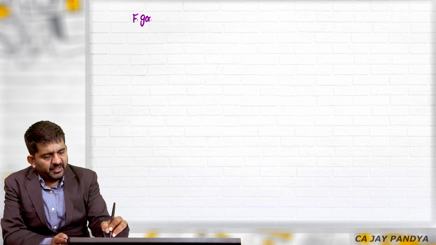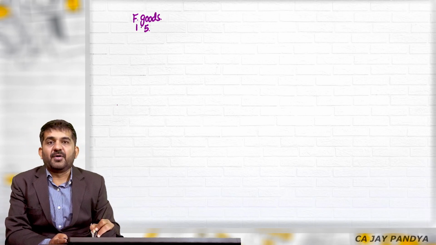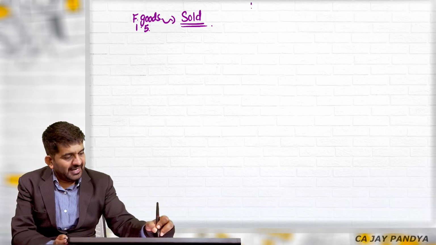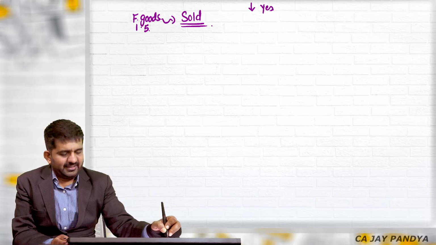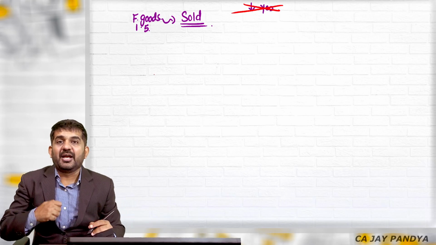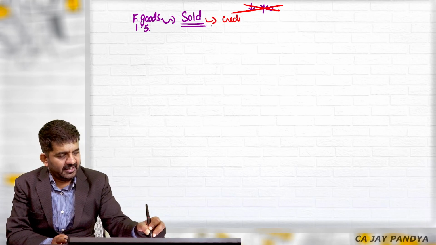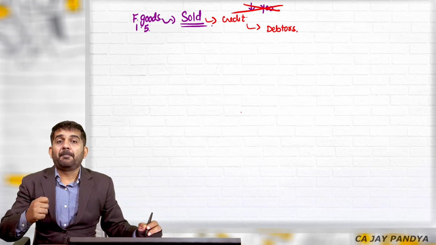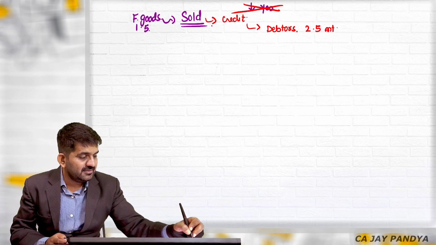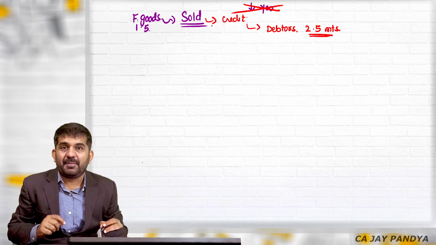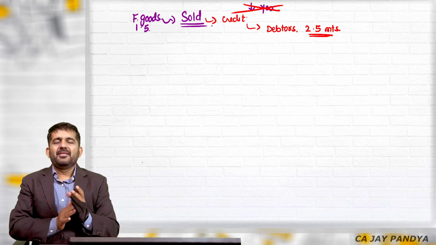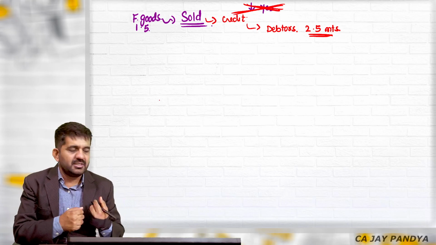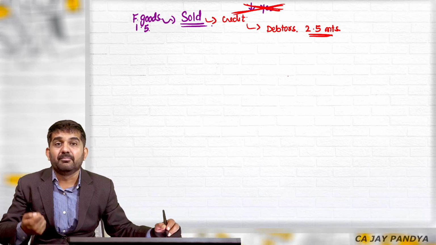I have stored my finished goods for 1.5 months and now it is ultimately sold. So will I be getting my money back? Finally, yes? The answer is no. I still don't get my money back if I have sold these goods on credit. It will result into debtors, which pay us in 2.5 months. Debtors pay us in 2.5 months. So still money is not coming in. Still we are waiting for when the money will come back to us. It will come back after 2.5 months more.